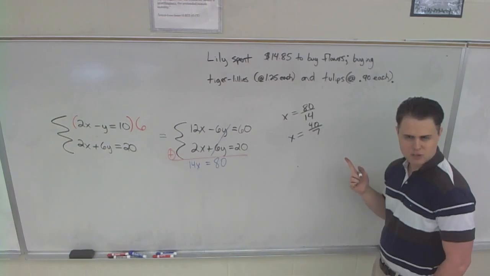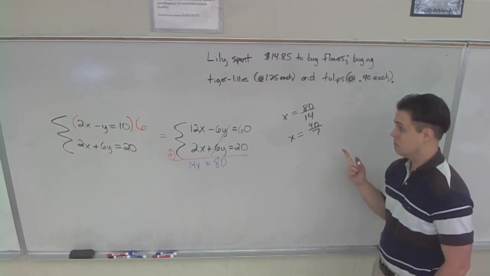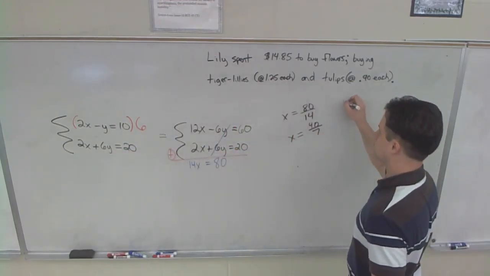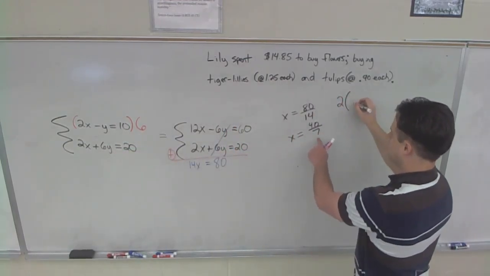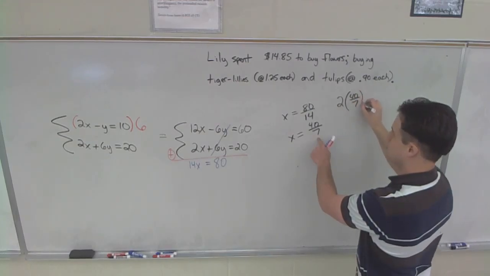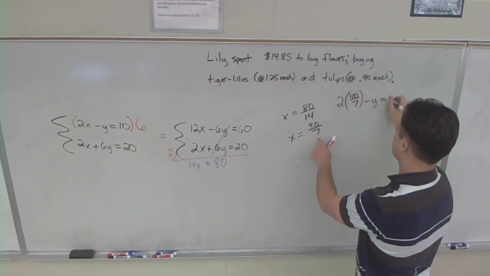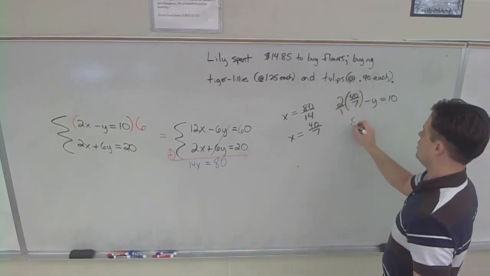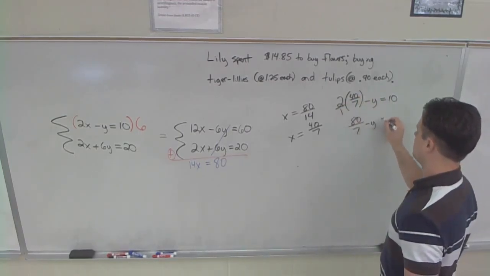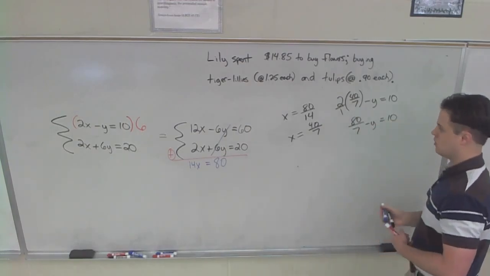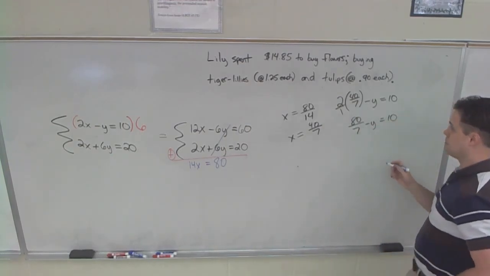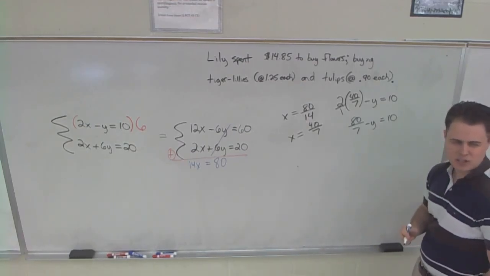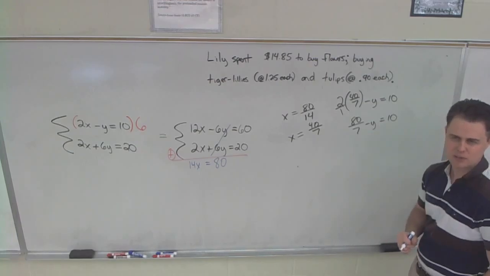So take 40 sevenths and plug it in. I'm going to use this one because this one just got y by itself. So I'm going to say 2 times my 40 sevenths minus y equals 10. So that's going to be 80 sevenths. I want to get y by itself. So, you know what? I'm going to make this a whole lot easier. How can I get rid of that 7ths? I don't want to keep working with 7ths.